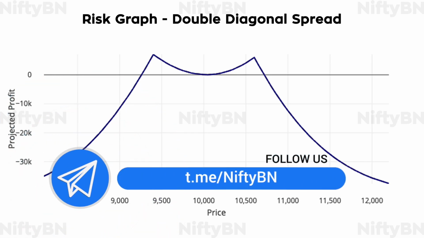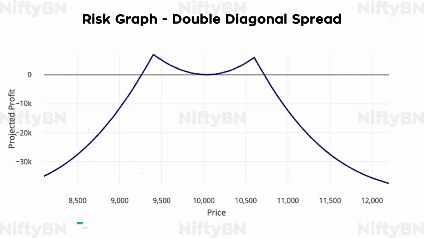Now let's look at the risk graph of the double diagonal spread position. It is clear from the risk graph that the trader would make a profit as long as the underlying stays between the sold options, and the maximum profit at expiry is attained when the underlying ends exactly at the strike price of one of the sold options. The exact profit and loss calculations cannot be made for this strategy, as we are dealing with options with different expirations.